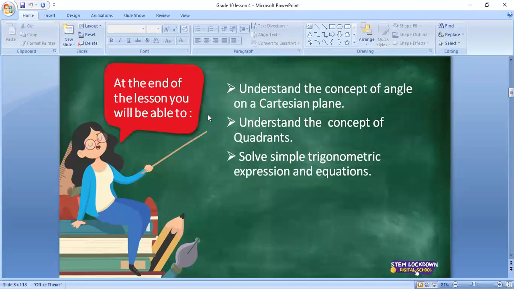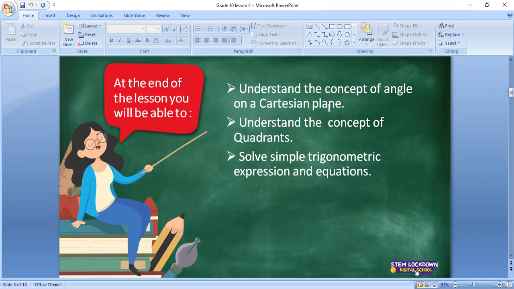At the end of today's lesson, we should be able to understand the concept of the Cartesian plane, the angle on the Cartesian plane. Apart from that, you must understand the concept of quadrants. We have four types of quadrants. What about these four quadrants? What is it all about them?